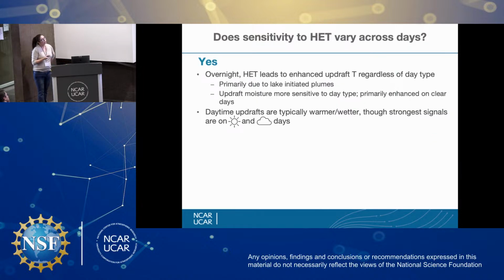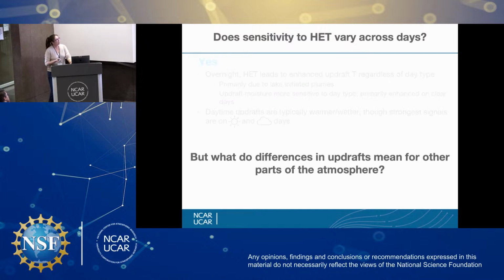So one of my first questions was, does sensitivity to heterogeneity vary across days? Mostly I would say that yes, it does. Overnight, the heterogeneity leads to enhanced updraft temperature, regardless of what kind of day we're looking at. But overall, the updrafts are more sensitive on cloudy and clear days than we see on rainy days. But one thing to note is that thinking about what happens with these idealized updraft plumes might not actually matter much to most of us in the real world.